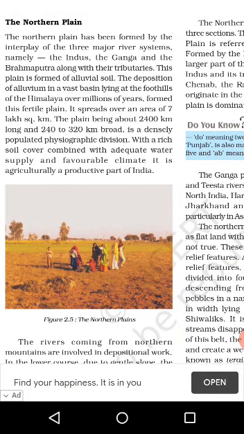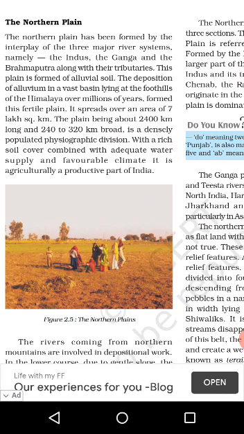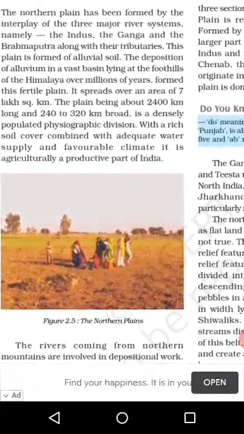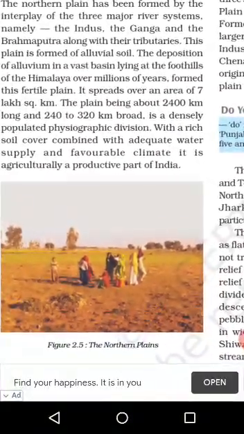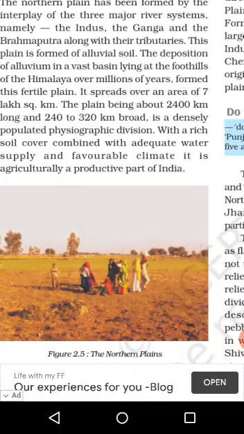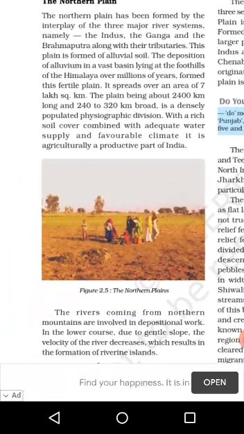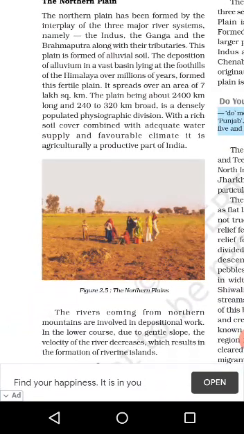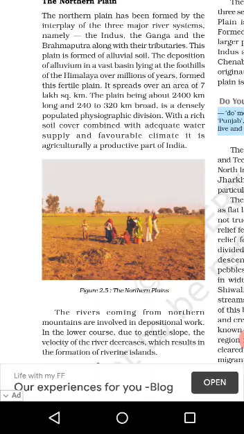And an important thing, it is a densely populated physiographic division. Then why densely? Because it has fertile land, fertile soil, adequate water supply and favorable climate. So it is one of the agriculturally productive parts of India.